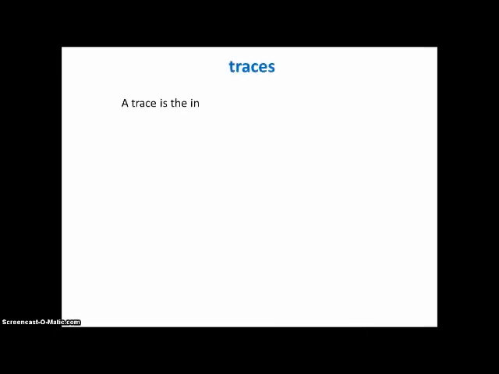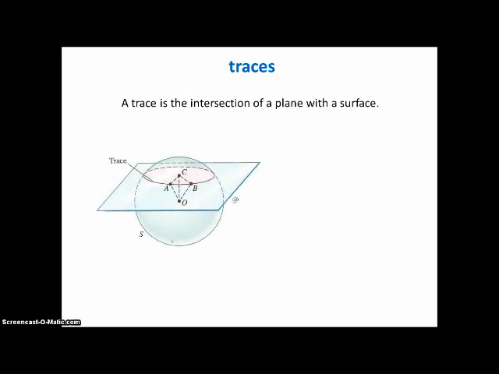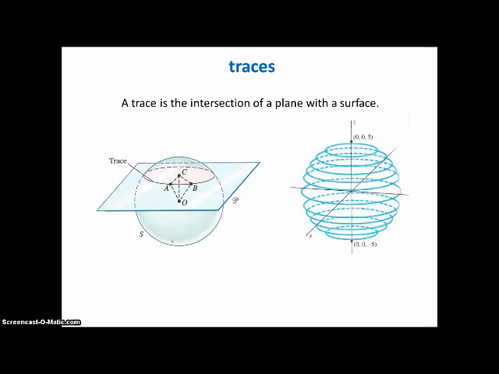Traces. A trace is the intersection of a plane with a surface. So here's a picture of a sphere, which is a surface, and then the plane cuts through the sphere, and the trace then is a circle. Here is just a bunch of traces that, if you had infinitely many of them, would make up a sphere of radius 5.